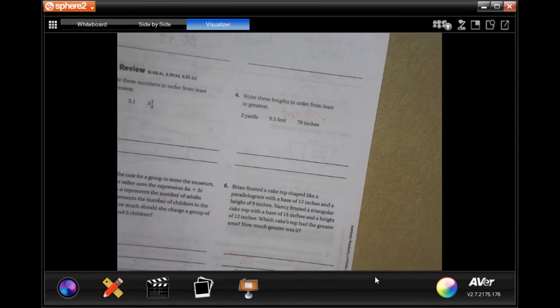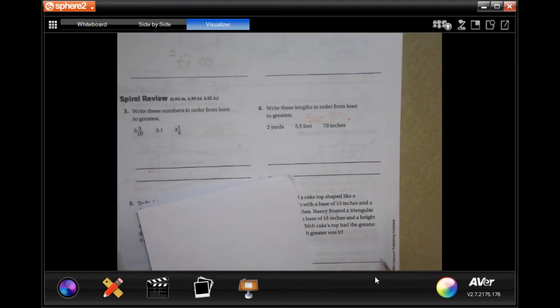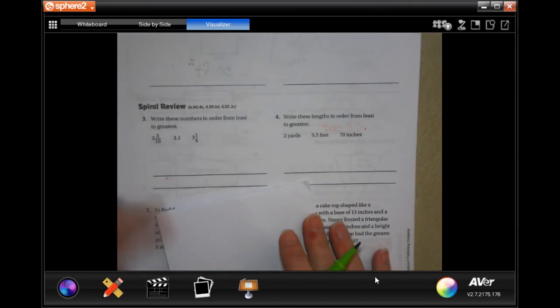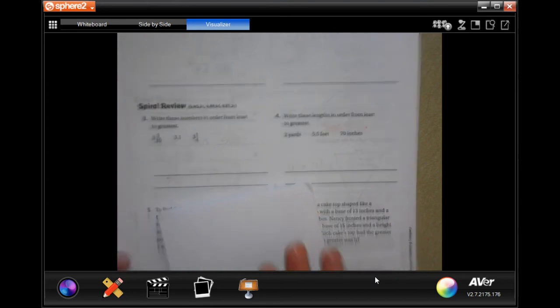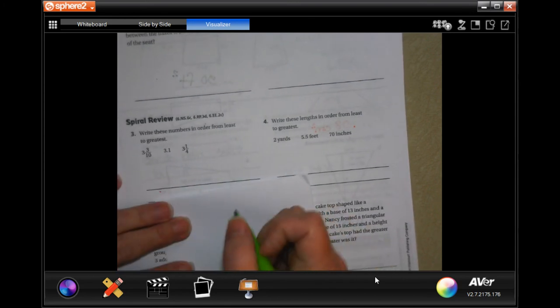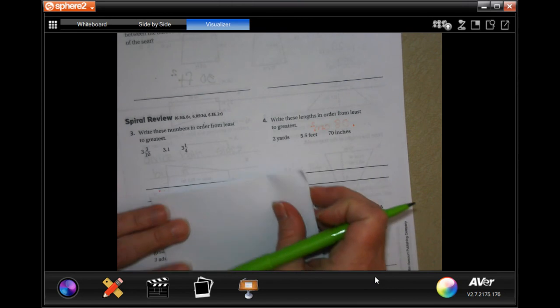And we're going to go down to the spiral review. So it says to write these numbers in order from least to greatest. Well, in order to do that, we need to have them all be the same format. So we either need them all to be fractions or all to be decimals. I'm actually just going to make them all decimals. Or sorry, all fractions. It's going to be pretty easy.